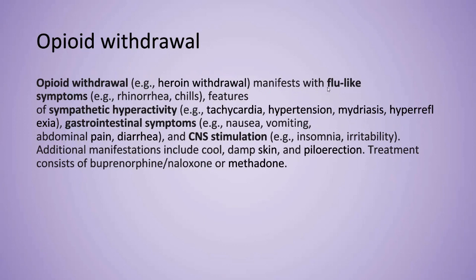It has very distinguishing features. If you have flu-like symptoms, rhinorrhea, chills, you get tachycardia, hypertension, mydriasis, you can get hyperreflexia, nausea, vomiting, diarrhea, and insomnia, irritability, damp skin, piloerection. So the treatment of opioid withdrawal is buprenorphine with naloxone or methadone.